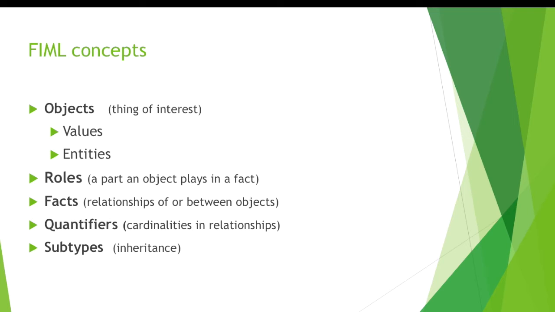The main concepts of FIML include objects, which are things of interest, and that can be values or entities, roles that are a part an object plays in effect, then facts, which are the relationships of or between objects, quantifiers, which are the cardinalities in relationships, and subtypes, which is the concept of inheritance.